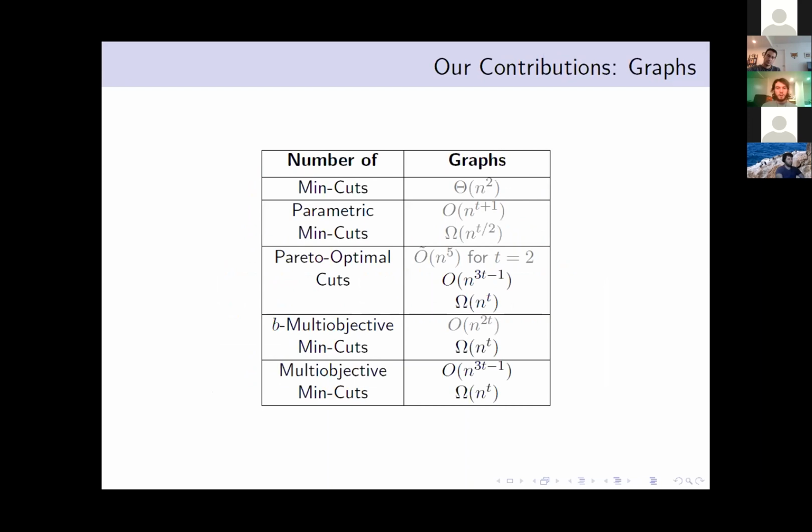Our key contribution is an upper bound of n to the 3t minus 1 on the number of multi-objective min-cuts. This implies a matching bound on the number of Pareto optimal cuts, and note that this bound is equal to the bound of the prior work for the case of t equals 2, and to the tight n squared bound for the case of t equals 1. We also give a lower bound of n to the t on Pareto optimal and multi-objective min-cuts.